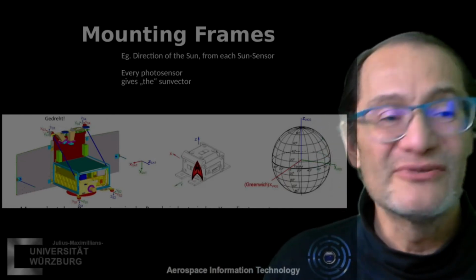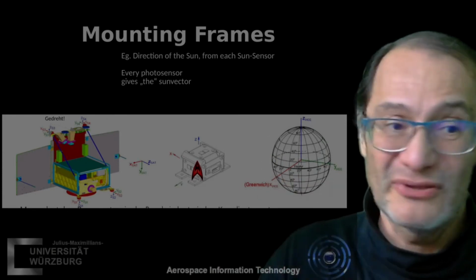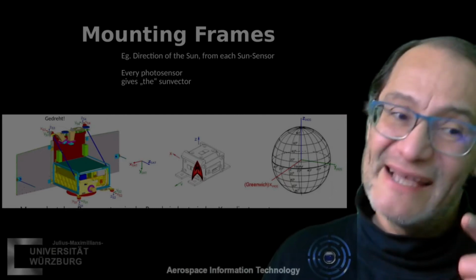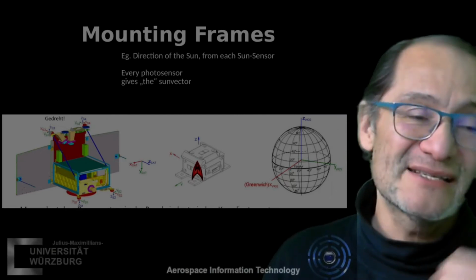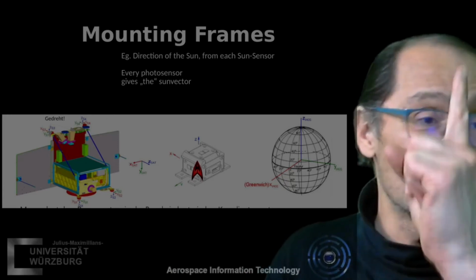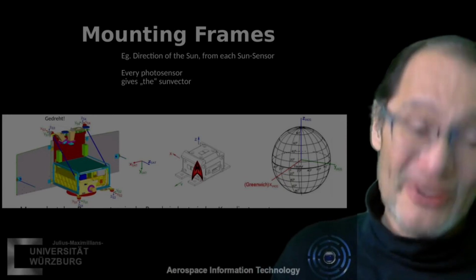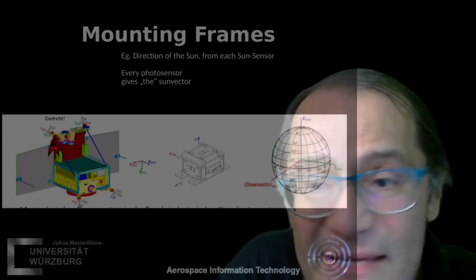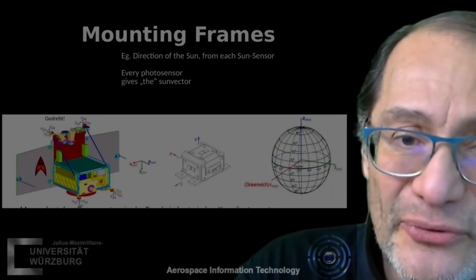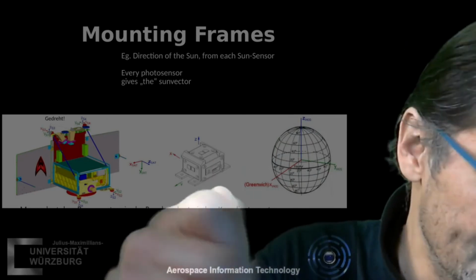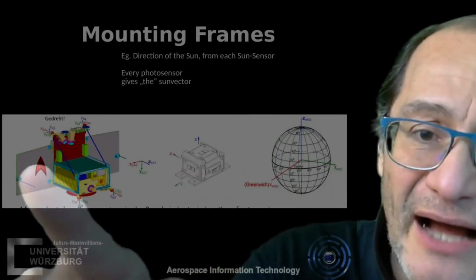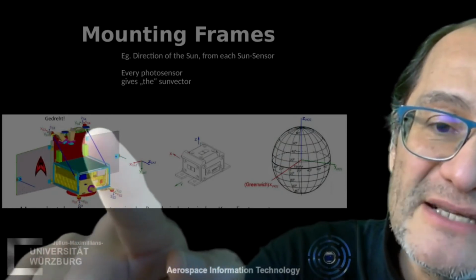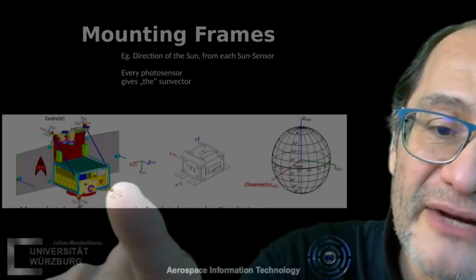With satellites, we don't say front, back, top, bottom, because there is no front, there is no back, there is no top, there is no bottom. We say plus x or minus x, plus y or minus y, or plus z or minus z. So we have to know where they are mounted. Here you can see in this direction we have many of these sun sensors, and if you take a sharp look here, you will see the orientation of the coordinate systems is not the same. They are looking in different directions.